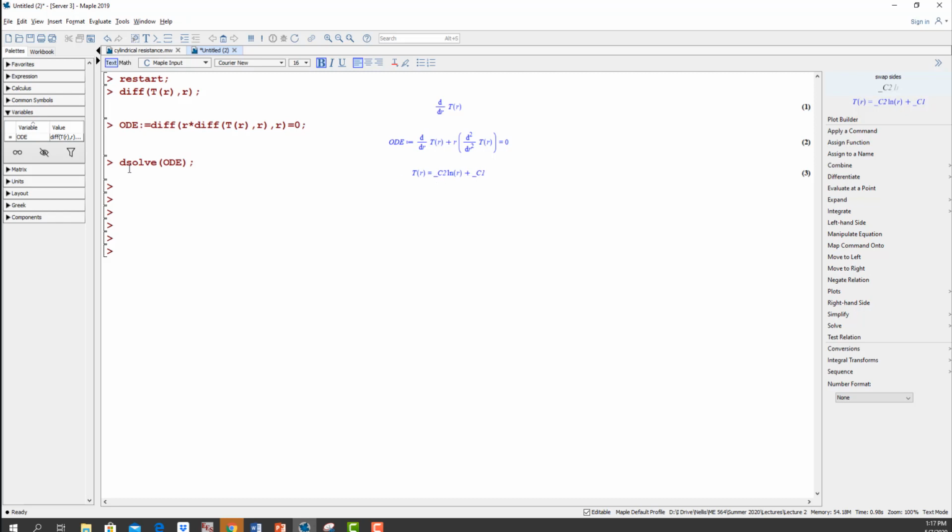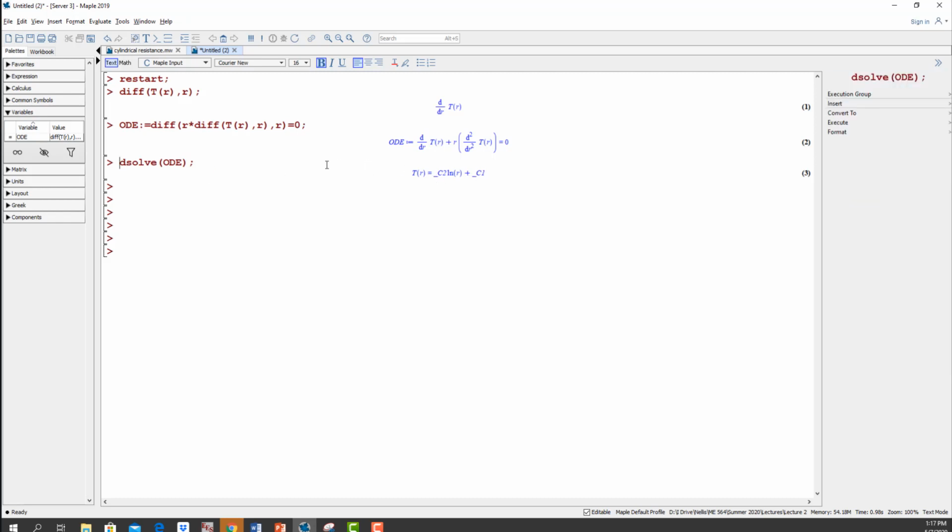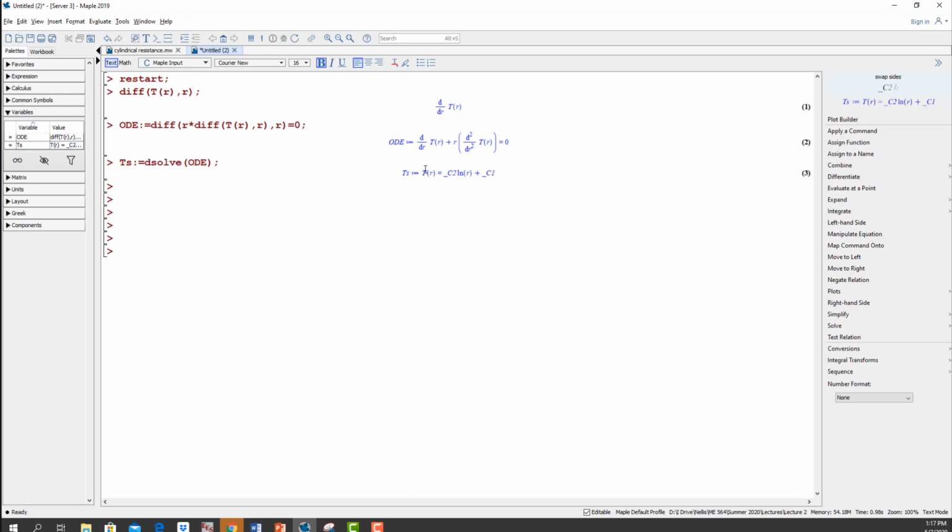That's nice. Probably I want to assign this solution to another function, so I'm going to call this TS. And TS is this solution right here. So that's how you enter differential equations, and that's how you solve them. And that's in and of itself pretty handy. You can use Maple to do other things.